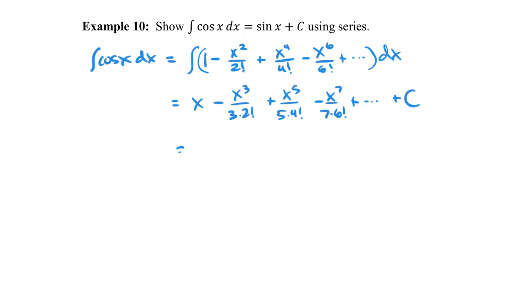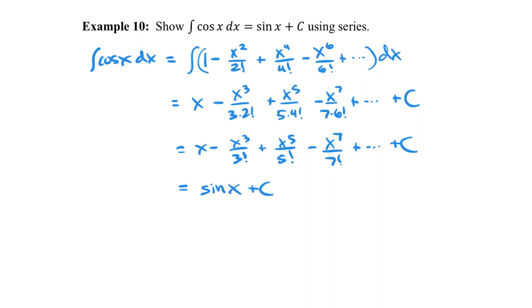So we could actually write this as x minus x cubed over 3 factorial, plus x to the 5th over 5 factorial, minus x to the 7th over 7 factorial, plus dot, dot, dot, plus c. And if you look closely, you might recognize that also from the other day. That is just the series expansion for sine of x plus c. Okay, so we knew this was true from before, and this is just a verification using infinite series.